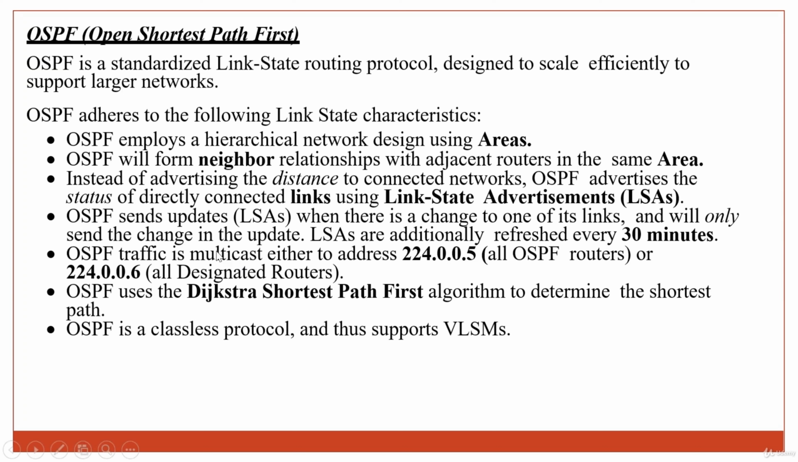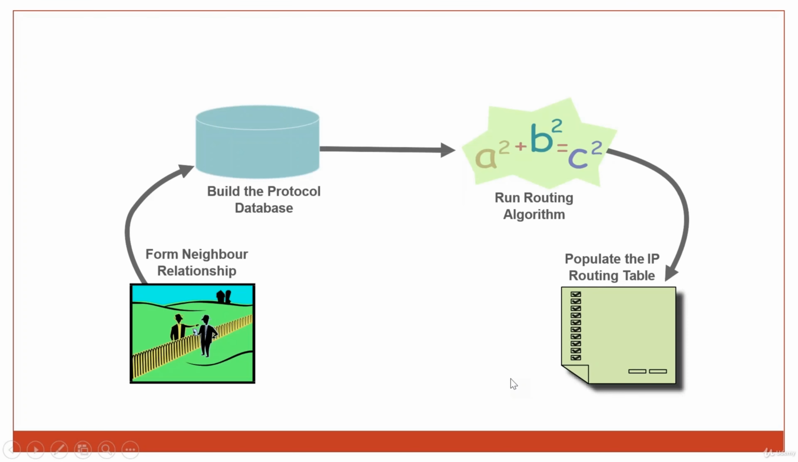Apart from that, OSPF traffic is multicast. They are using 224.0.0.5 for all the routers and 224.0.0.6 for the designated router. The theory behind this we can discuss in an upcoming session. They are using the Dijkstra shortest path first algorithm to build the routing table from the topology table, and they are supporting the variable length subnet mask.